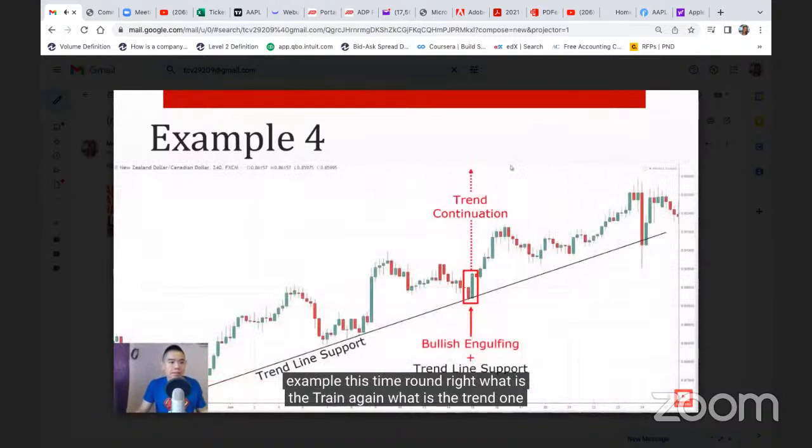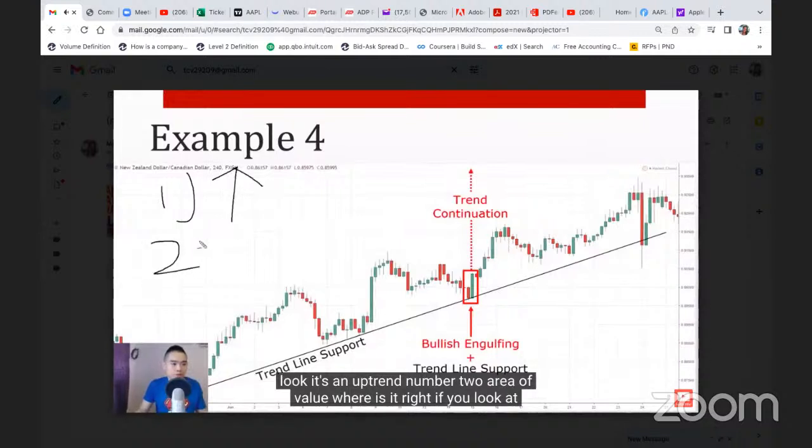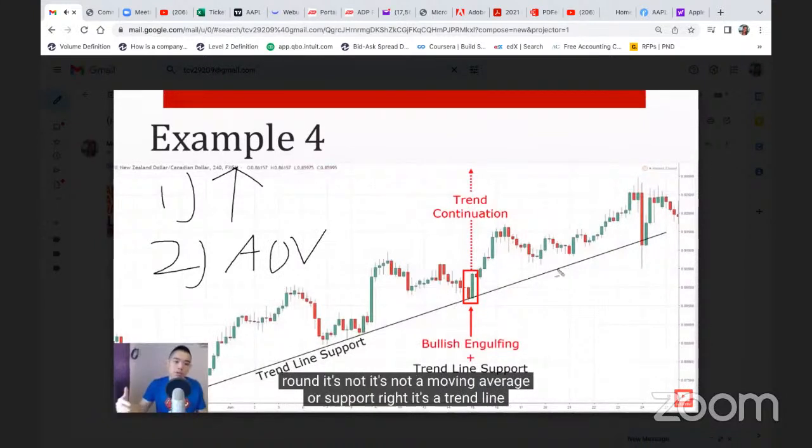Let's have a look at another example. This time around, what is the trend? Again, what is the trend? One look, it's an uptrend. Number two, area of value. Where is it? If you look at the area of value, we have this trend line support. So this time around, it's not a moving average or support, it's a trend line, upward trend line. So you can see that over here.